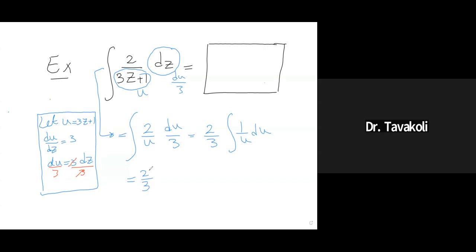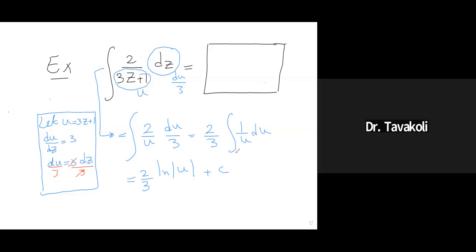I know the antiderivative of 1 over u, or 1 over the variable. That is ln of absolute value of the variable. So ln of absolute value of u. And then plus c at the end, because it's an indefinite integral.